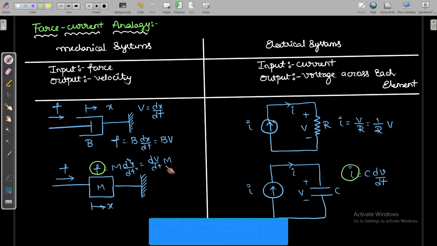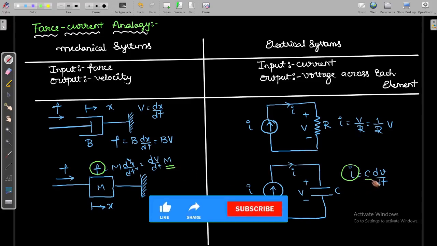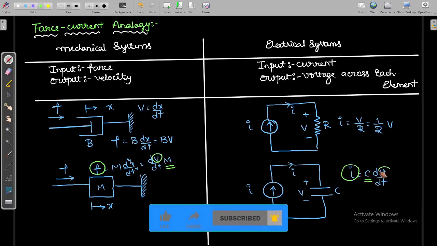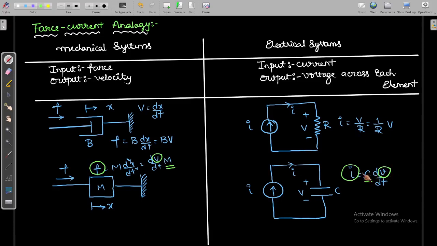On the right-hand side, if you observe, mass m will be compared with the capacitor. That means mass can be replaced with the capacitor here, and v is the velocity, which here we can take as the voltage. So you can replace those terms and write it like that. Now you have to compare.